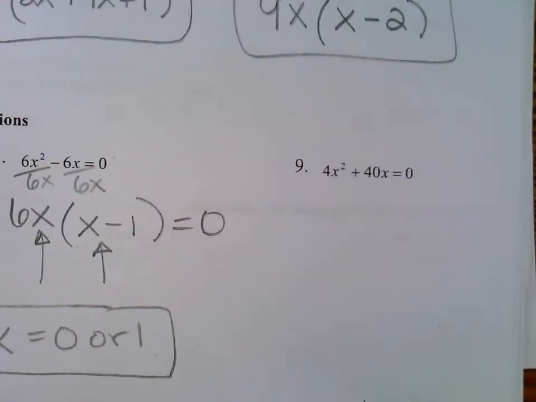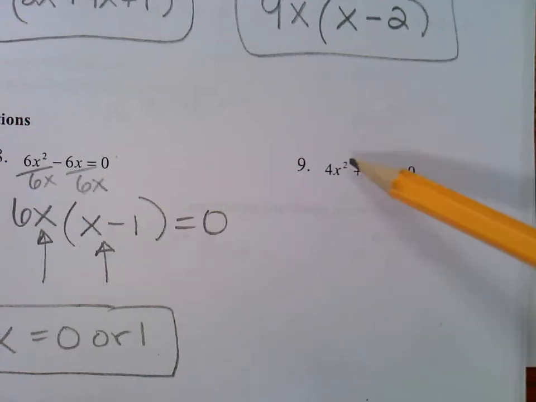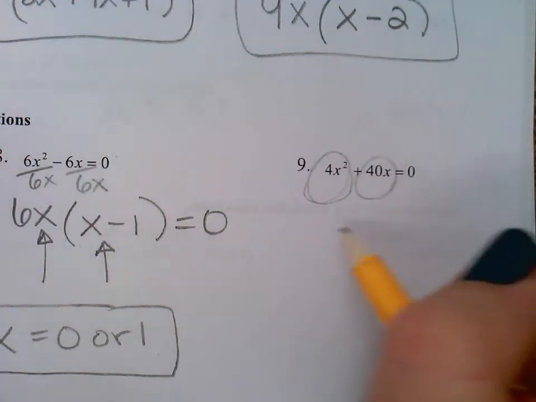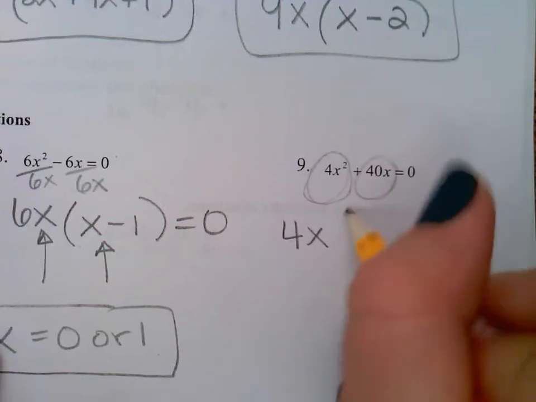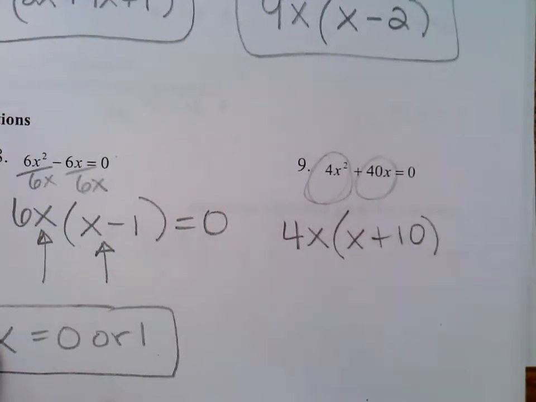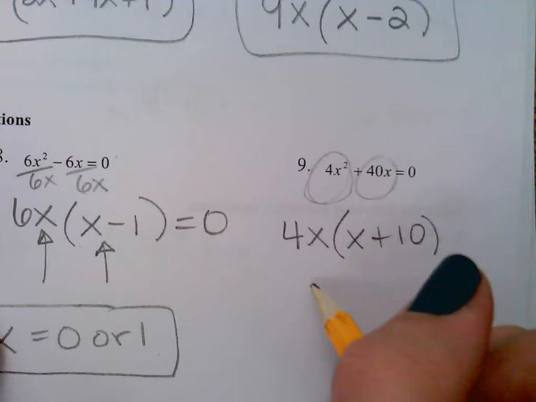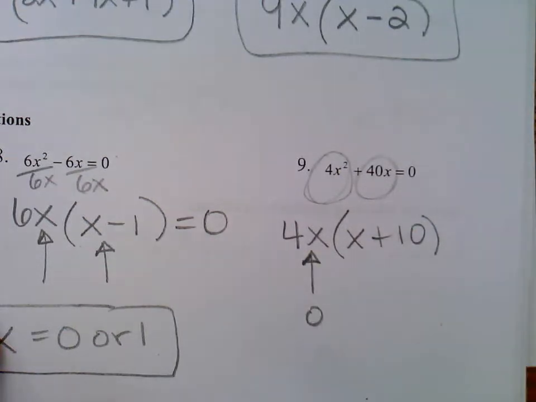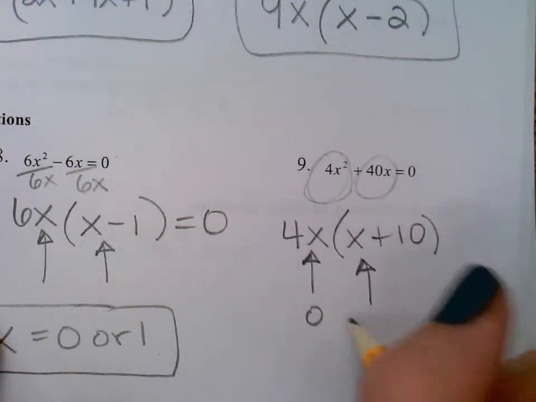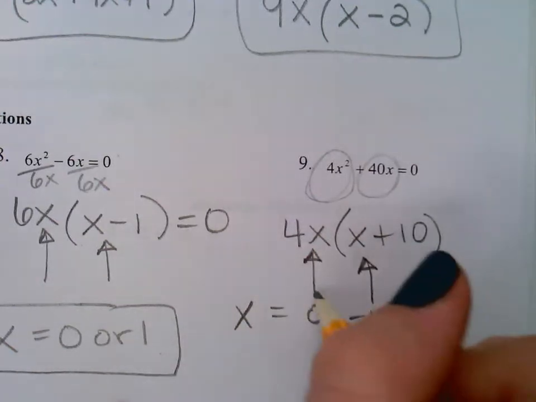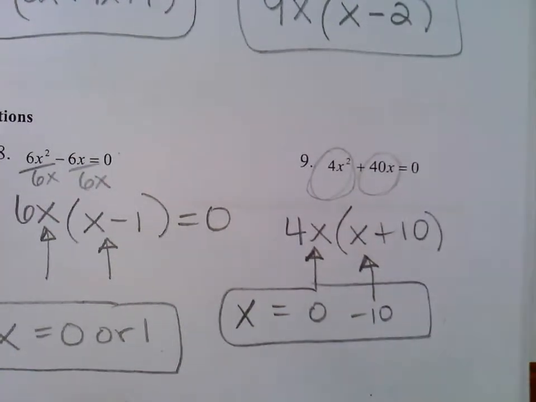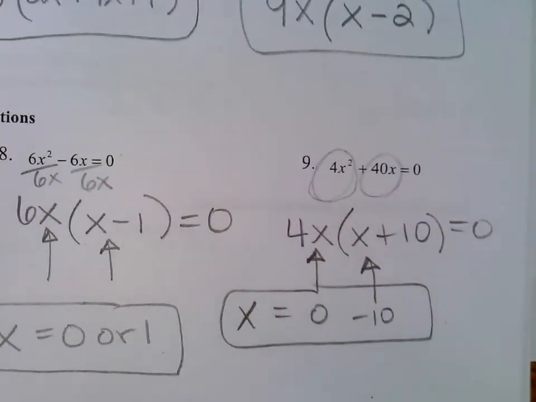Okay, this last one. I want you to think for a minute. What can I divide out of 4x squared and 40x? So I can divide out a 4x, x plus 10. So I've got 0 or negative 10. X equals 0 and negative 10. That's the greatest common factor strategy.